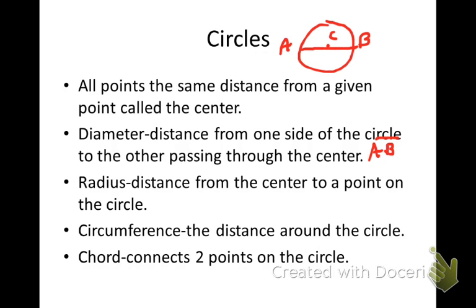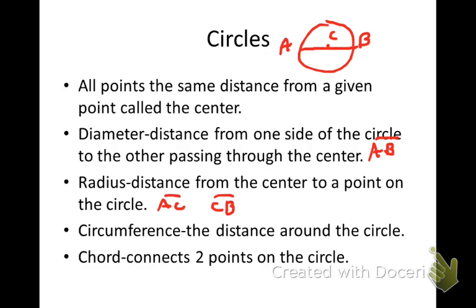Radius is from the center to a point on the circle. So we have radius AC, but we also have radius CB here. The plural of radius is radii. Circumference is a word like perimeter. It's the distance around the circle. We're not going to be dealing with that now, I don't think, but that is what you need to know for that.